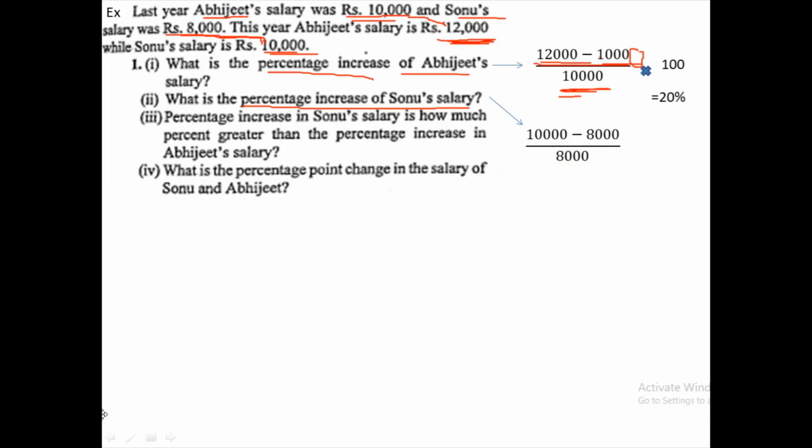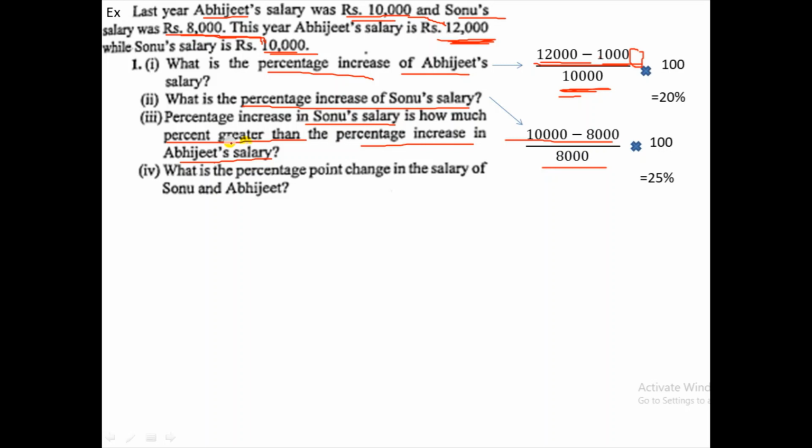Now the next question is, what is the percentage increase in Sonu's salary? Okay, so Sonu's salary was originally 8,000, then it has become 10,000. So the absolute increment is 2,000, but the percentage increment, let's see. Original salary was 8,000, newly increased salary is 10,000, and the original salary is again 8,000 because we are writing the base salary in the denominator. So the change is 10 minus 8 divided by 8 multiplied by 100, so we get 25%. So Sonu's salary has increased by 25%.